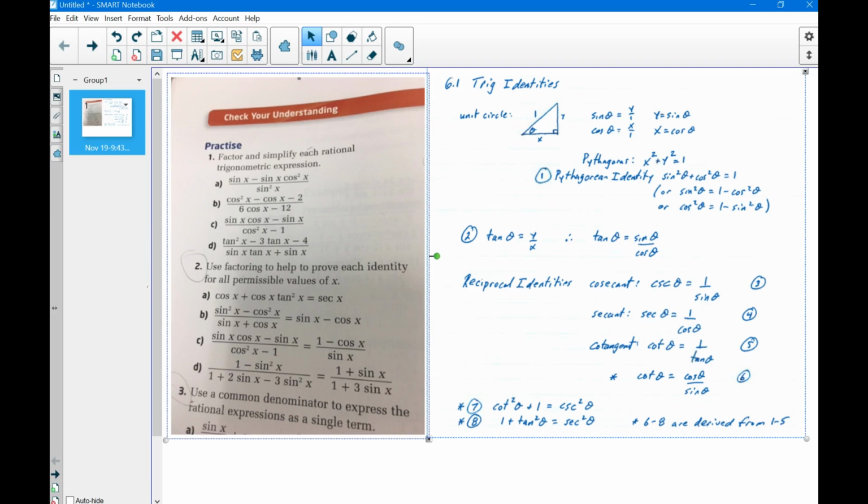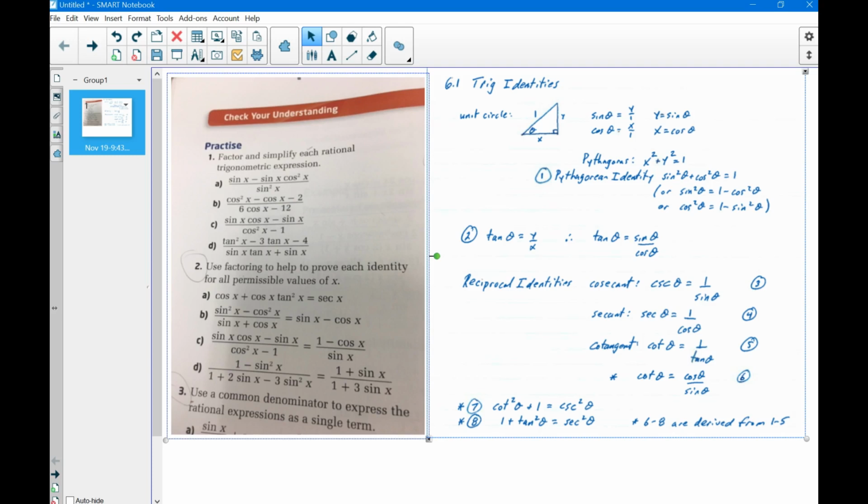And you're not actually trying to make the left side equal the right side. What you're trying to do is make both sides the same. So there's basically no real rule on how to do it. It's just knowing the identities and making them work for you.